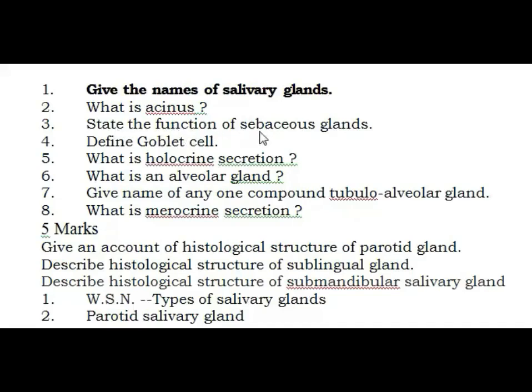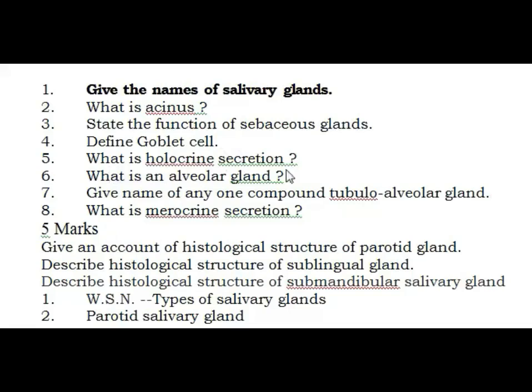Then state the functions of the sebaceous gland. The sebaceous gland is related with skin structures, where they produce sebum. But I have included it here because we are studying the glands topic. Their function is that they produce sebum. Then define goblet cells. This is again related with mucus production, but I have included it here. Goblet cells are secretory cells, unicellular secretory glands, and they produce mucus. They are modified epithelial cells.